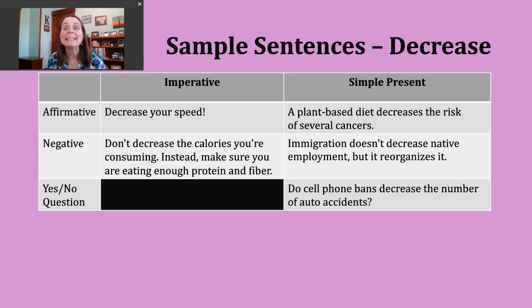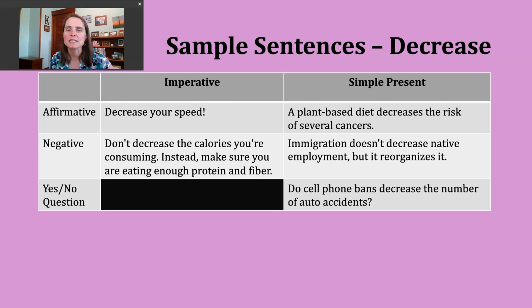Now let's talk about making negative sentences in the simple present. Again, I need to pay attention to my subject. If my subject is I, you, we, or they, I'm going to use do not and then the base verb. But if the subject is he, she, or it, then I want to use does not and then the base verb. Notice I'm not adding an S to the end of the verb here in the negative.